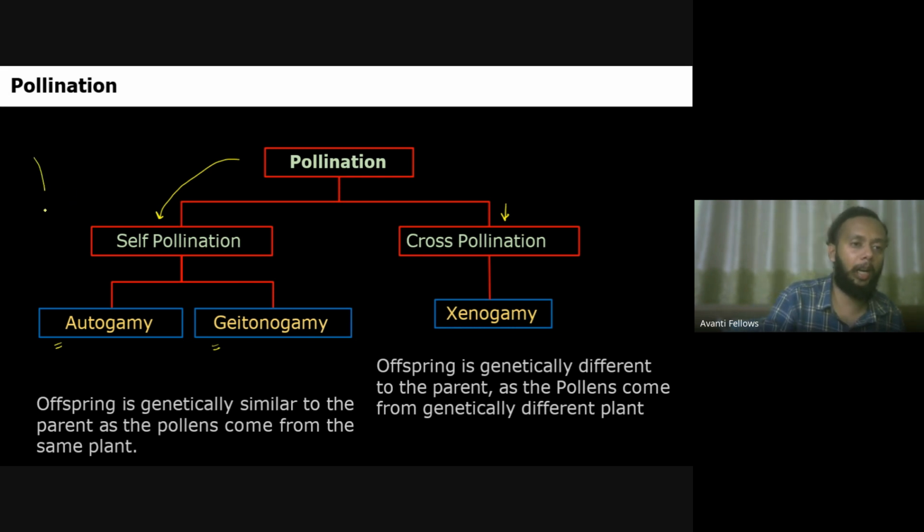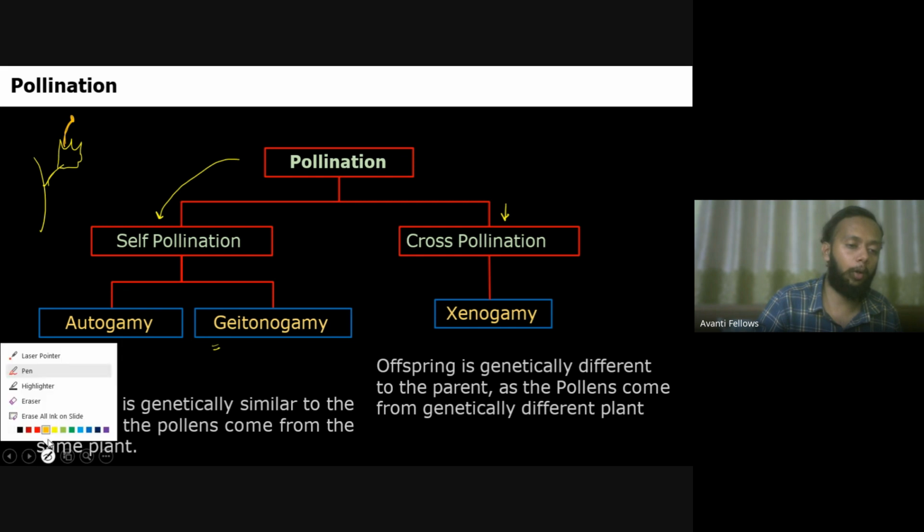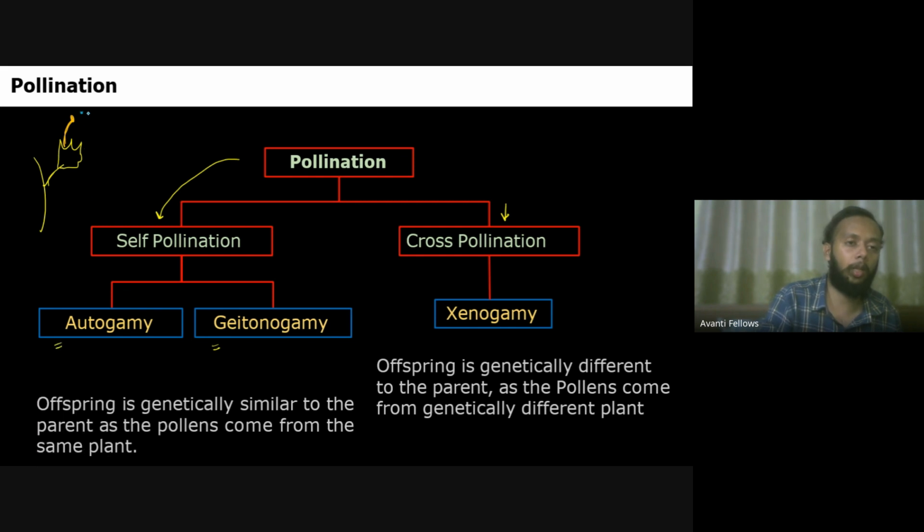Assume that you have one flower here, and on that flower you have an anther. From the anther, the pollen grains are going to come out. Assume these blue-colored pollen grains come out and fall on the stigma of the same flower. If that happens, that is a very good, very simple example of autogamy. That's an example of self-pollination, right? And what happens in geitonogamy?